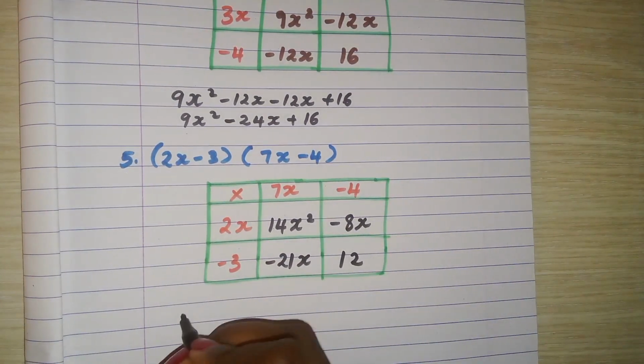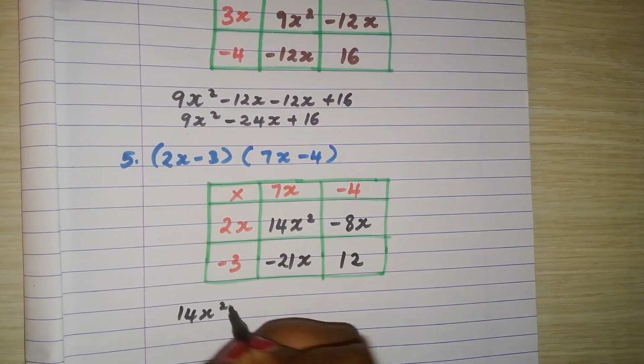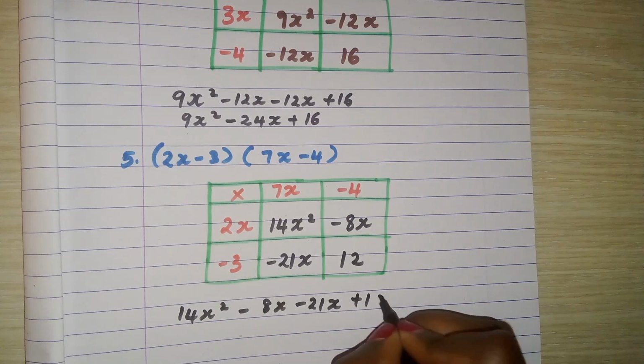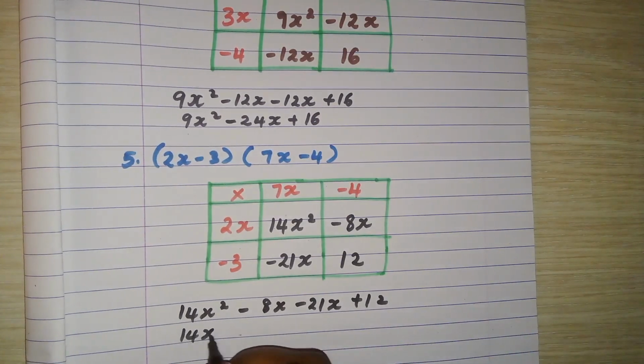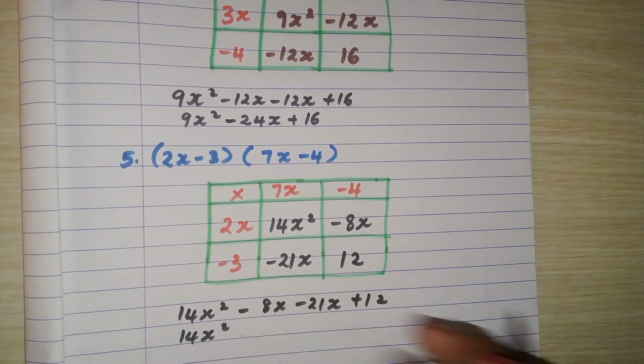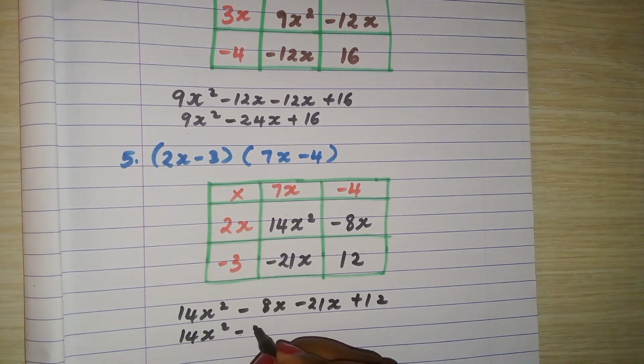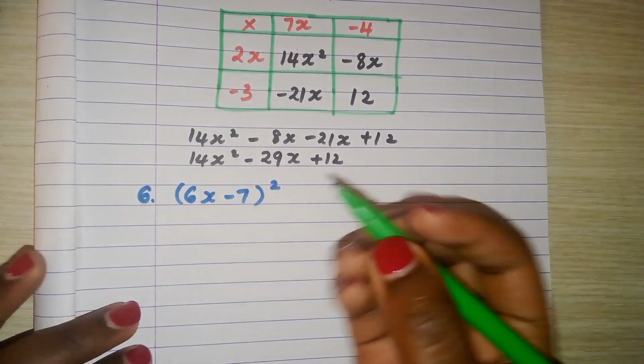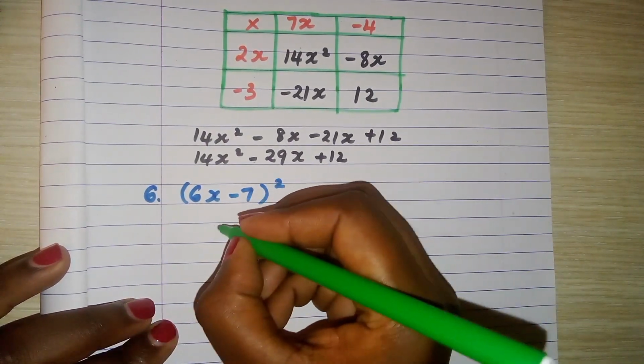Now you write out these numbers. 14x squared minus 8x minus 21x plus 12. So 14x squared, two negative numbers, add them and put the negative sign. So 29x plus 12. Number 6, we have 6x minus 7 squared.